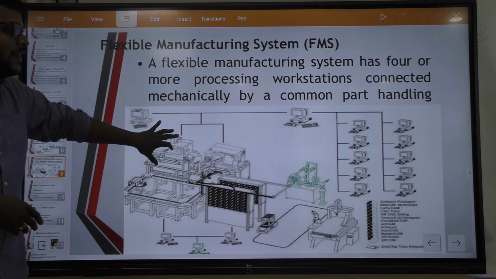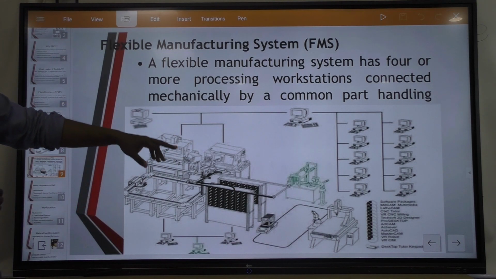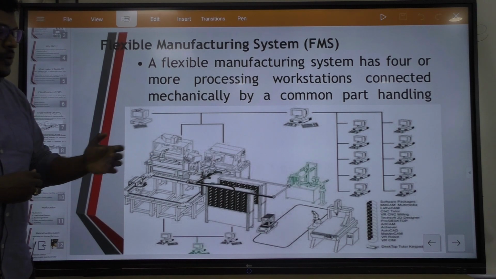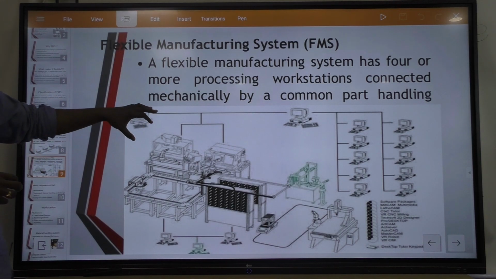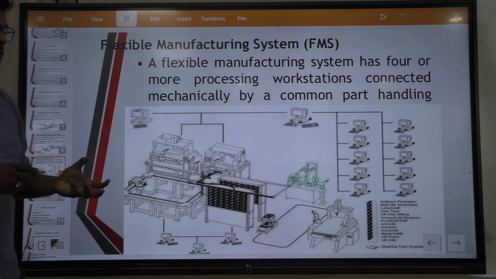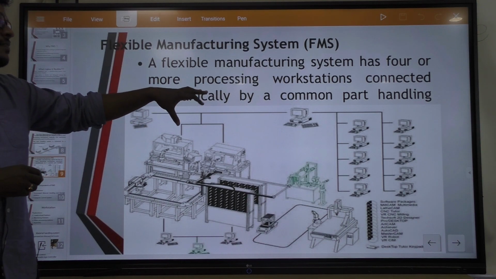Now see in this diagram very carefully that there are certain computers available which are connected to the machines. In the diagram, it is written Mastercam and AutoCAD. By the help of Mastercam and AutoCAD, we can use DNC and connect it to a flexible manufacturing system. Where we want to send the workpiece or the tool to the required station, we can handle it by the help of this computer.